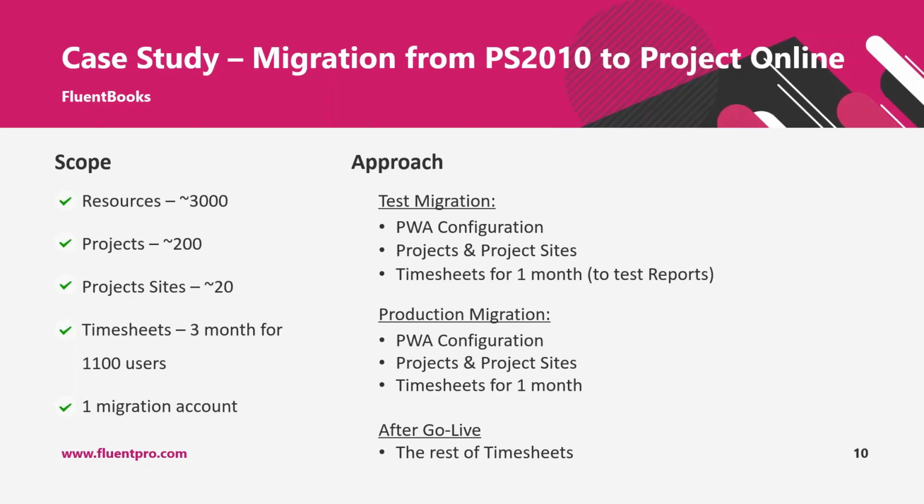In terms of duration, test migration took us about 25 business days. Production migration was done in about 8 days. And to migrate the rest of the timesheets after go live, we spent about 50 hours. And this was done with just one migration account, so all uploads were done in one stream.